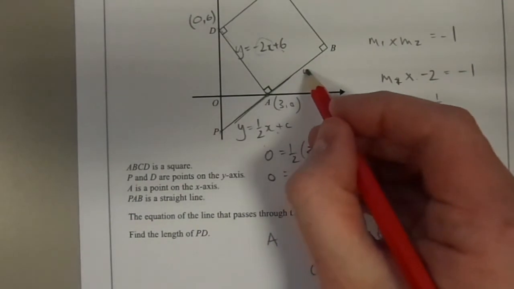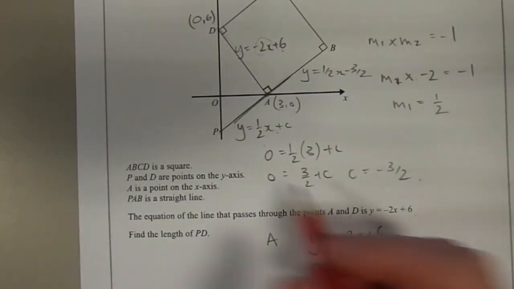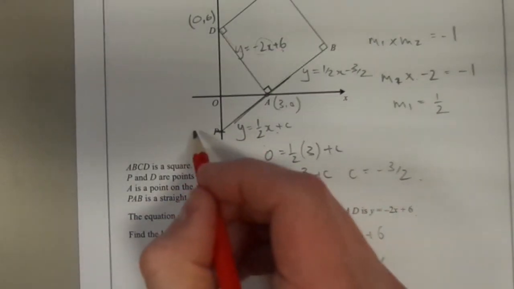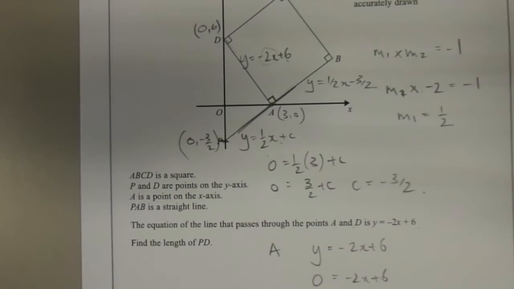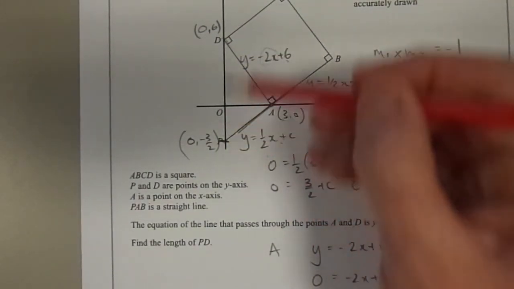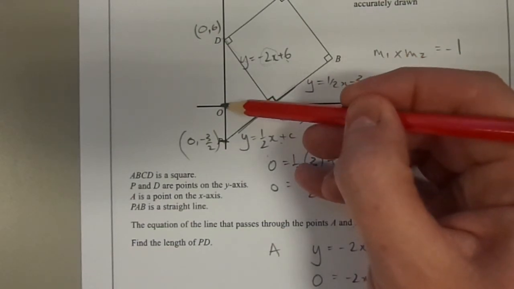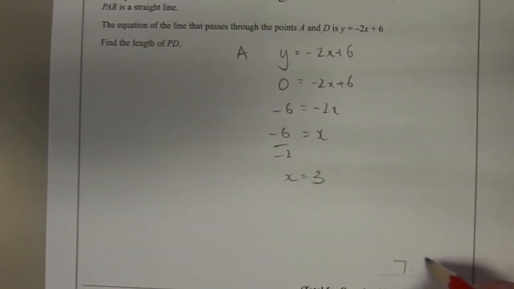The equation of this line here is y is equal to a half x minus 3 over 2, so therefore the y-intercept is at minus 3 over 2, or minus 1.5, and therefore the distance from here down to here, well, it's 6 from here to here, it's 1.5 from here to here, so the length of the line PD is equal to 7.5.